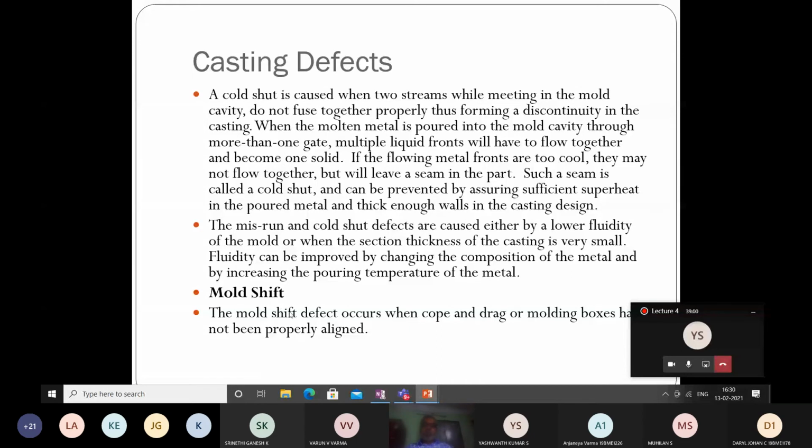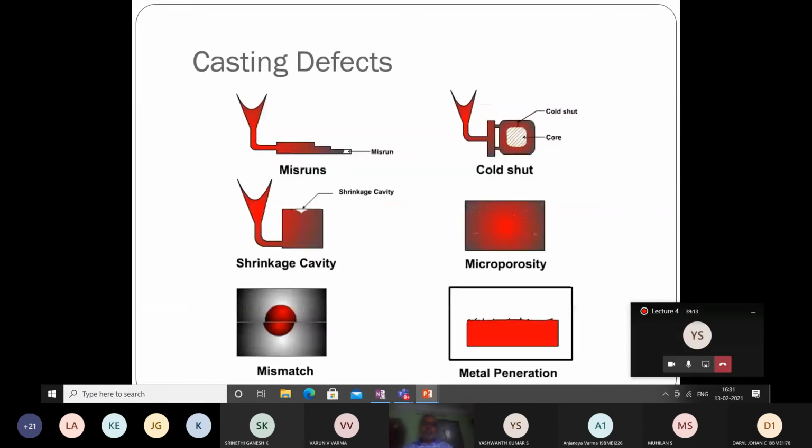Finally, mold shift. So the mold shift defect occurs when the cope and drag boxes have been improperly aligned. Not only the pattern, even the cope and drag also we have to align properly. I'll show this in the diagram. Here you see, the red color is the pattern. The cope and drag should be aligned properly. If they are not aligned properly, there is some misalignment. Naturally, the two halves of the pattern will be shifted, and that is called mismatch or mold shift. And that is a defect. So that means the cope and drag should be aligned properly.